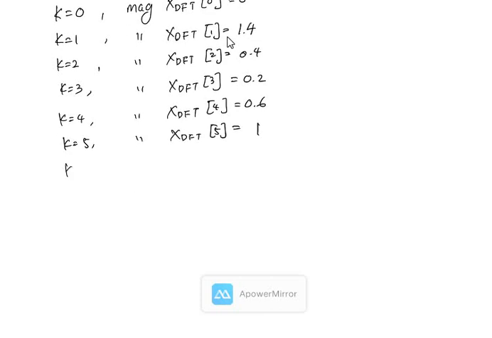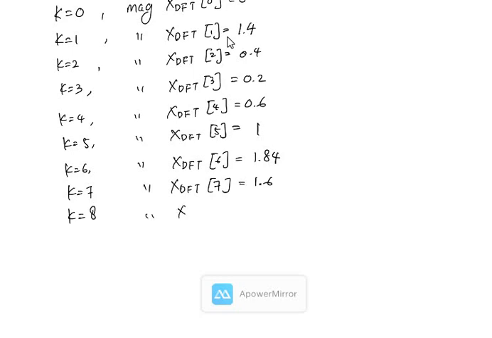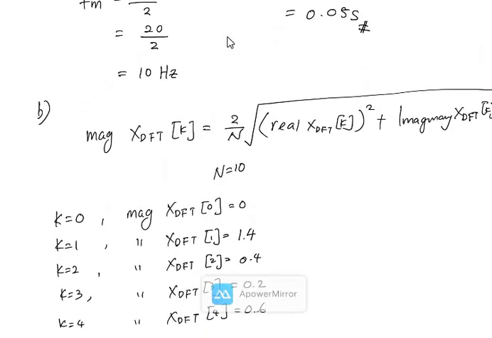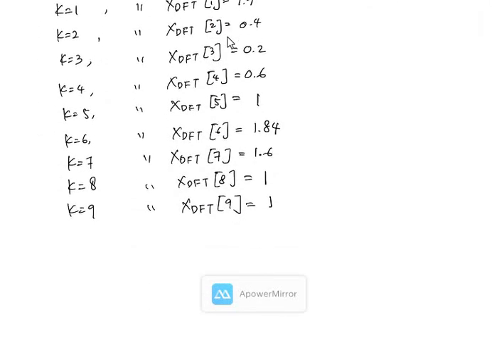Okay. And when k equal to 6, the magnitude of X_DFT[6] is equal to 1.84. And when k equal to 7, the magnitude of X_DFT[7] is equal to 1.6. And k equal to 8, the magnitude of X_DFT[8] is equal to 1. And then k equal to 9, magnitude X_DFT[9] equal to 1. So this is the magnitude of X_DFT from 0 to 10. Okay.